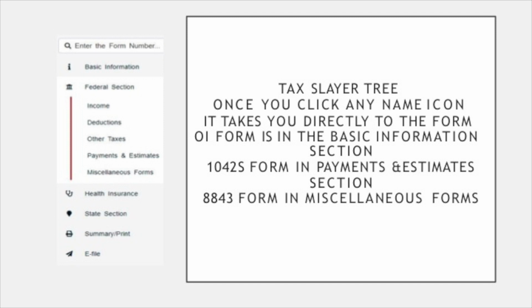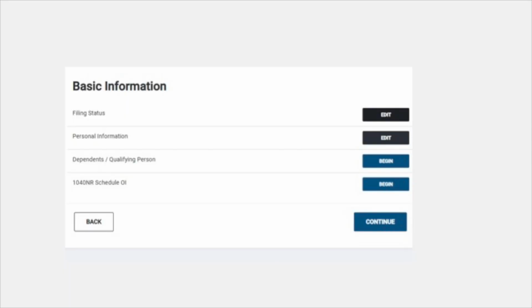So the OI form is in the basic information section, like it says. If you have a 1042-S from one of the universities, it would be down in the payments and estimates section of the forms tree. And then all students have to do the Form 8843. All foreign students have to do the Form 8843. It's required of all non-resident students. And that's in the miscellaneous forms section, and we'll see those in just a moment.